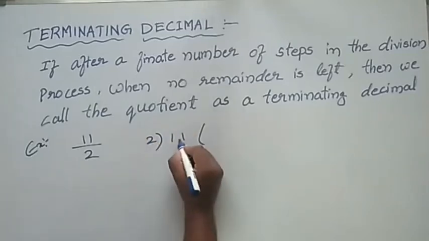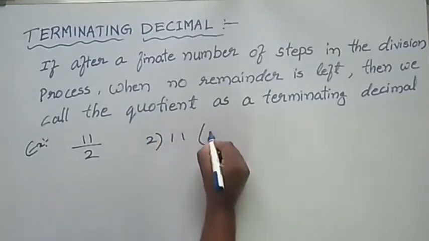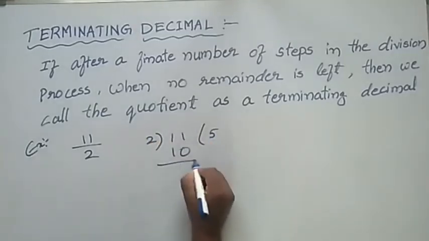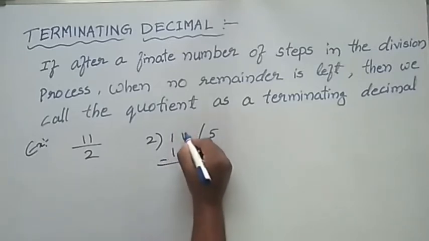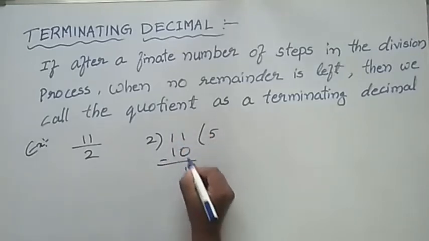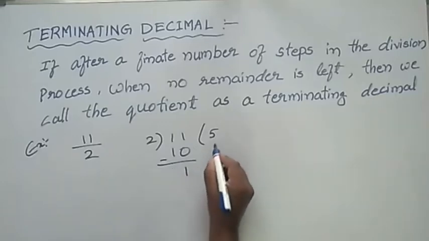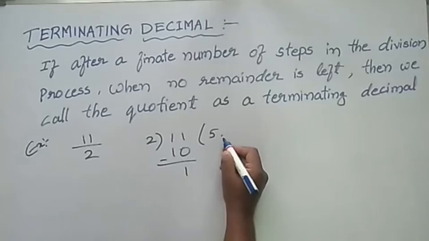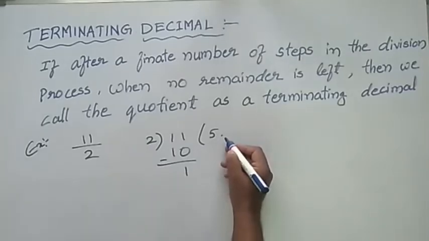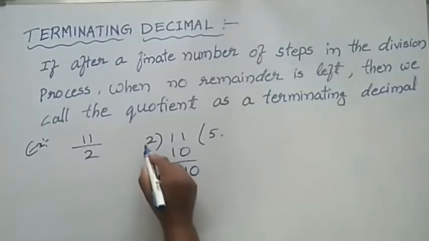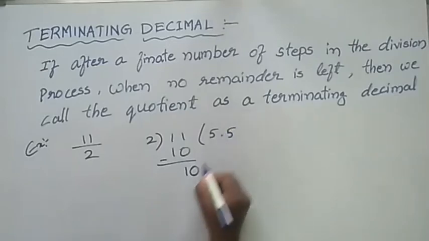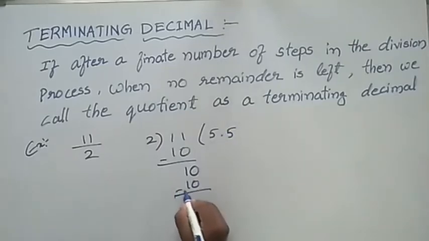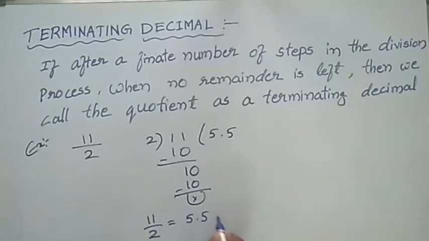So 2 5s 10. So 1 minus 0 is 1, 1 minus 1 is 0. So keep here the decimal, and when we keep the decimal, then we can keep here the 0. So 2 5s 10. See, 11 by 2 equals 5.5.